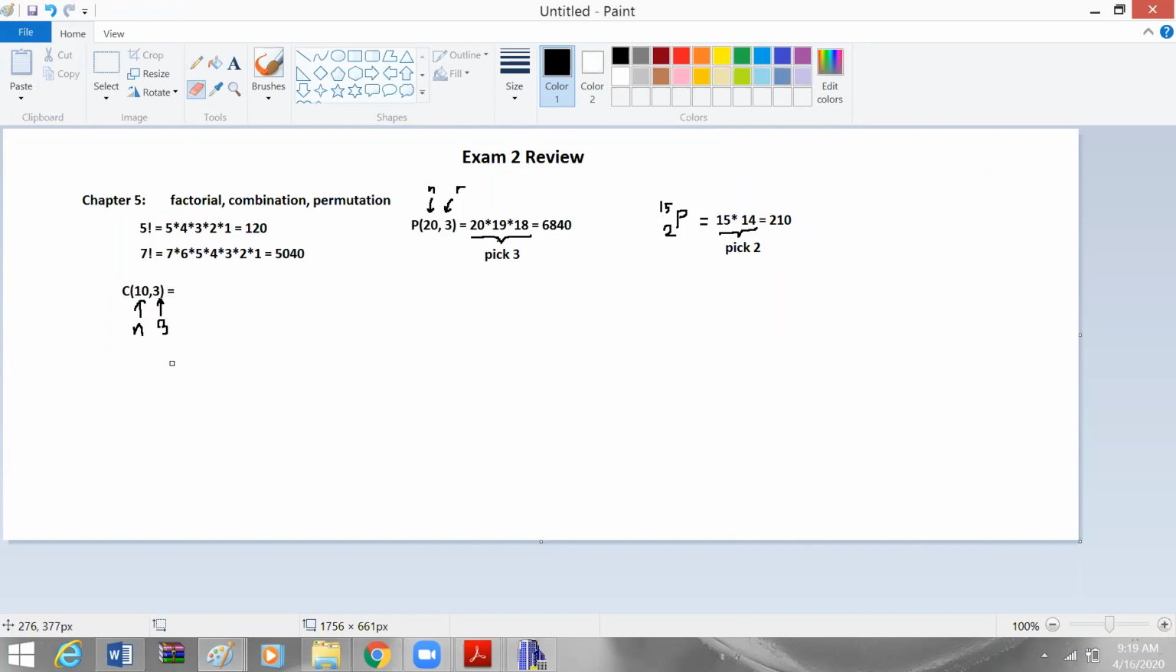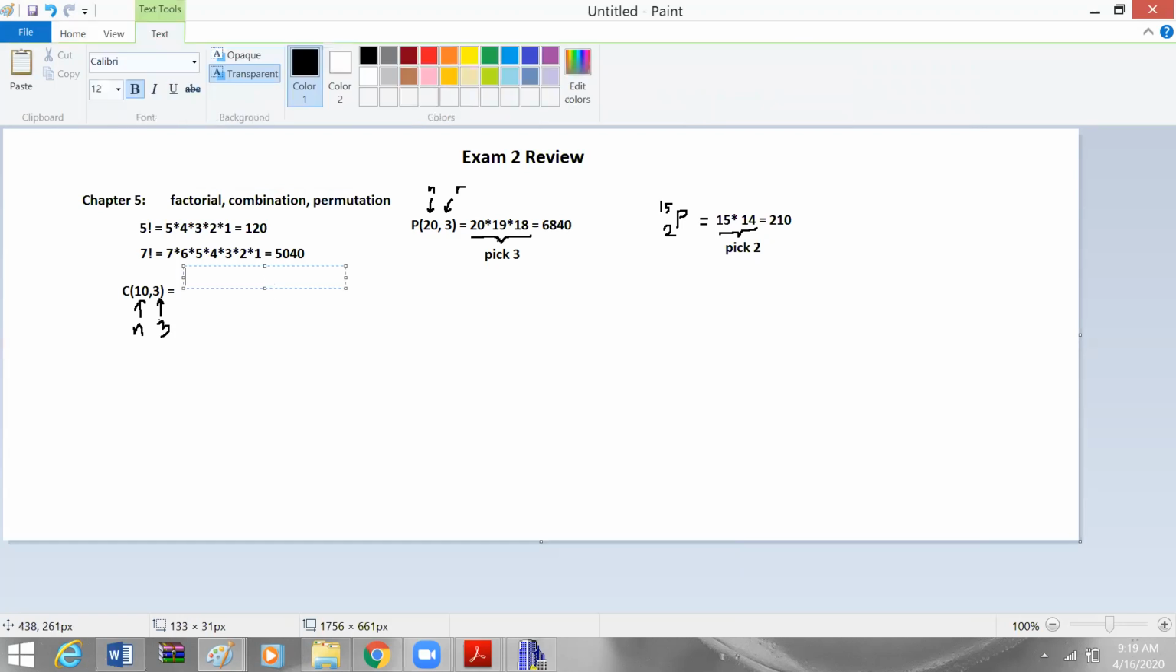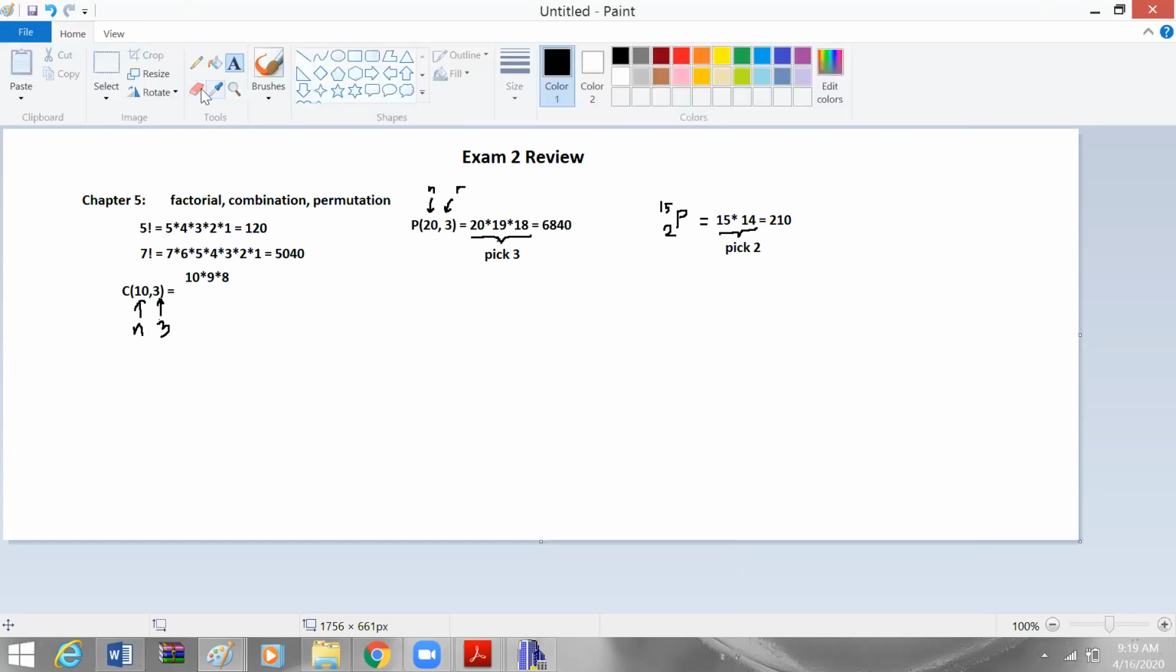Okay, so what's going on for this part is slightly different. We have 3 numbers, and we need to multiply 3 numbers. So on top of it, we need to do 10 times 9 times 8. We do the same thing because we need to pick 3 of them. But the order doesn't matter.